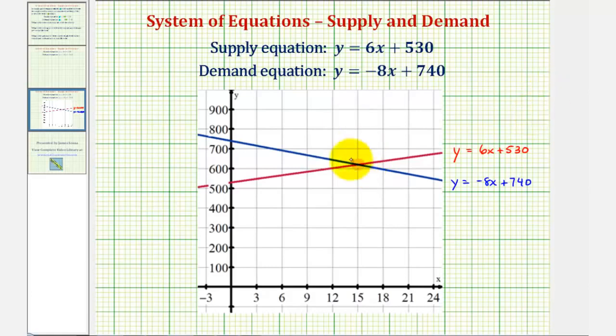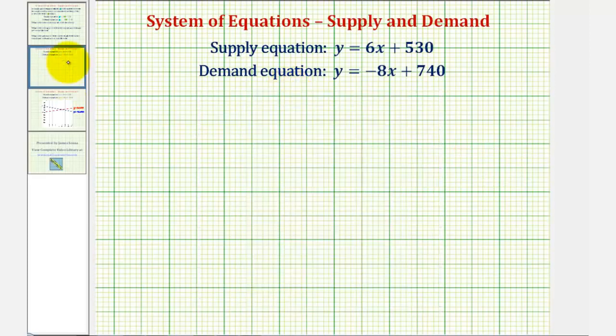And our first question was to find this point of intersection, so we'll do this algebraically by solving this as a system of equations. So let's begin by doing that. If we want to solve this as a system, the preferred method would probably be to use substitution, where if Y equals 6x plus 530, we can substitute 6x plus 530 for Y in the second equation. By doing this, we'll have one equation with one variable, and then we can solve for x.